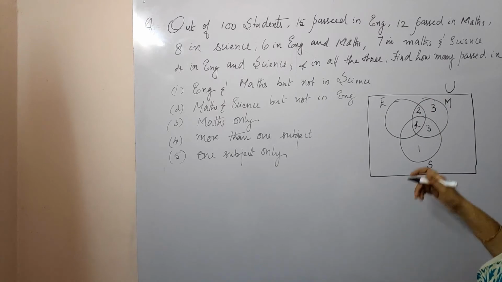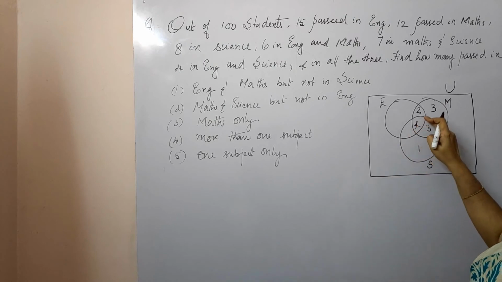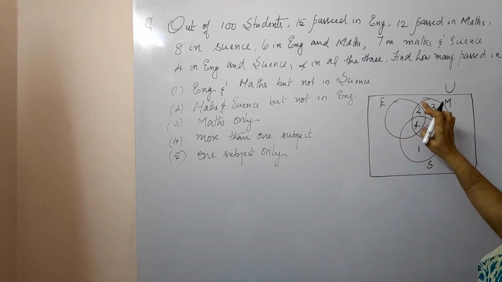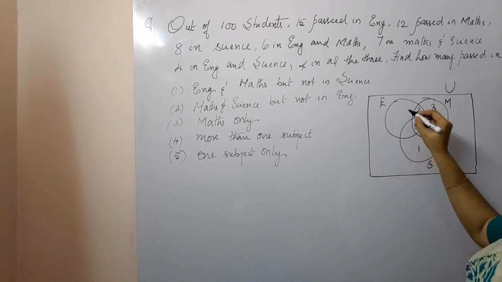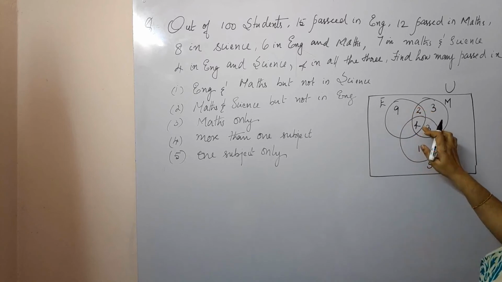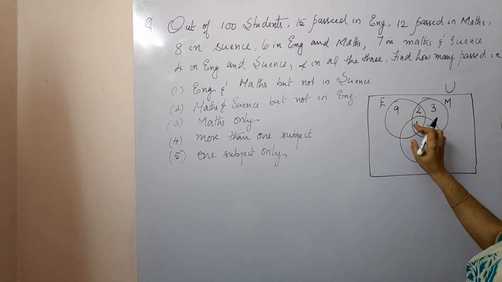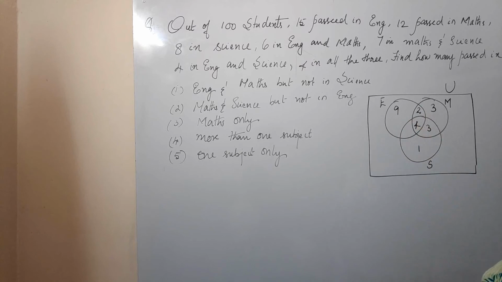Now 15 in English. 4 plus 2, 6 is already there. Now how many more will come here? That is 9 will come here. So 4 plus 9 plus 4, 13. 13 plus 2 is 15. Am I clear? So now.